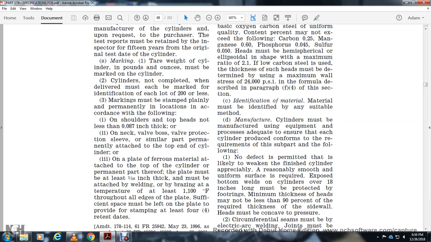Notice defects that are permanent and likely to weaken the finished cylinder. A reasonably smooth, uniform surface is required. Exposed bottom welds of the cylinder over 18 inches long must be protected with a foot ring. The minimum thickness of the head may not be less than 90% of the required thickness of the sidewall. The head must be communicated.